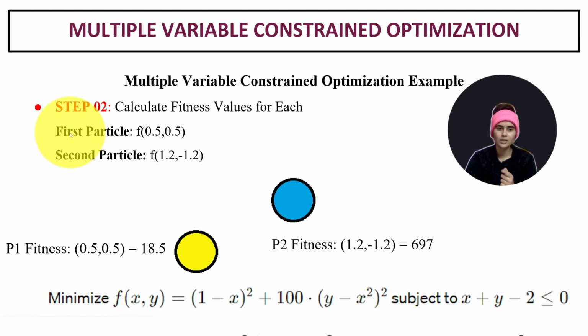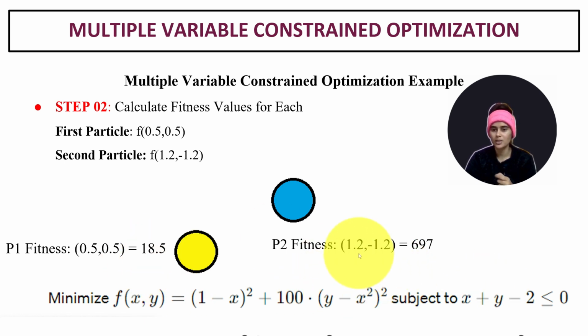So here you can see the position for the first particle is 0.5, 0.5, and for the second particle it is 1.2 and minus 1.2. Now we will calculate the fitness value for each particle. Here we will put these values in this objective function to find the fitness value. For the first particle, x is 0.5 and y is 0.5. Put the values in and we get the fitness value for the first particle, 18.5.